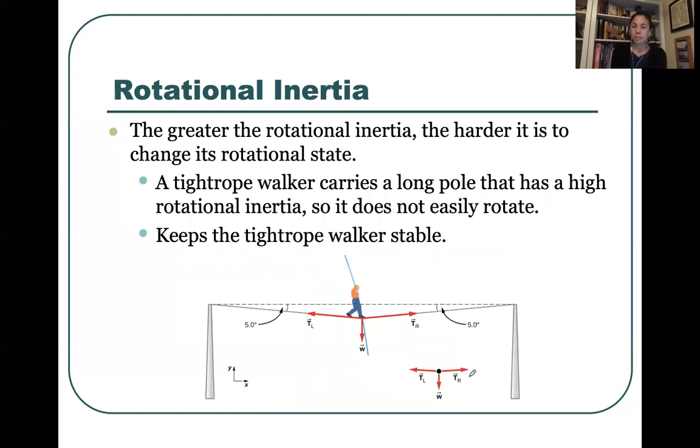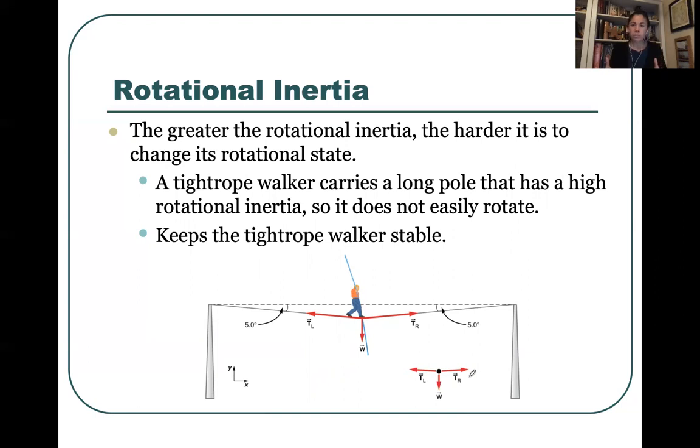So here, if you look at the picture, we have a tightrope walker. I don't know if you've ever seen a tightrope walker at a circus or maybe something like that, but they usually carry a very long pole. It's not so much that it's necessarily very heavy, but it's distributing the mass as far away as possible. So it's going to be very, very long. That will increase the rotational inertia.